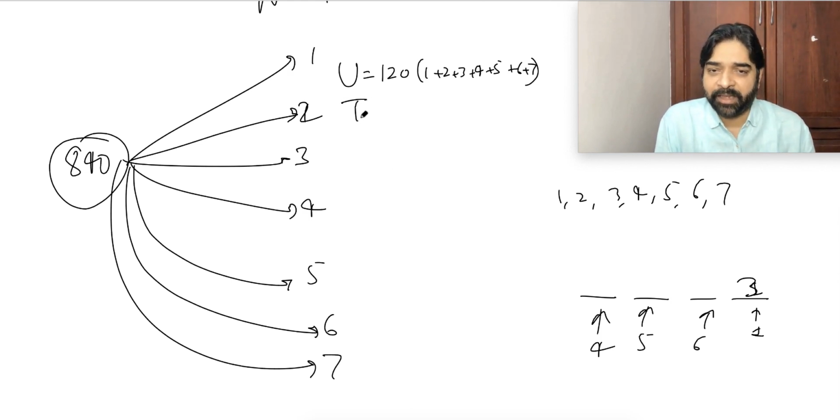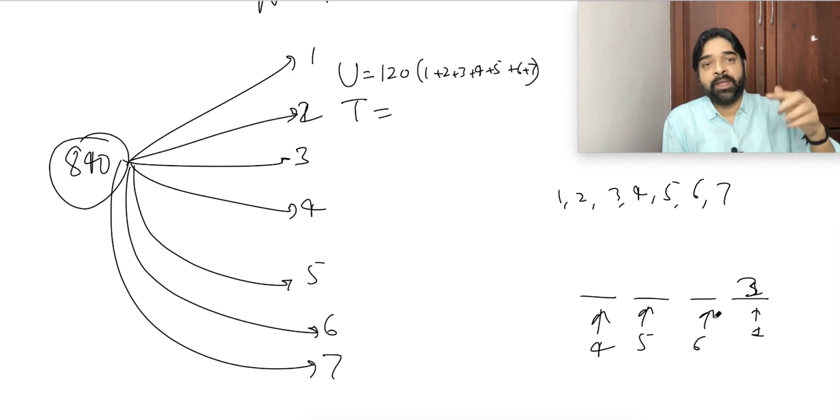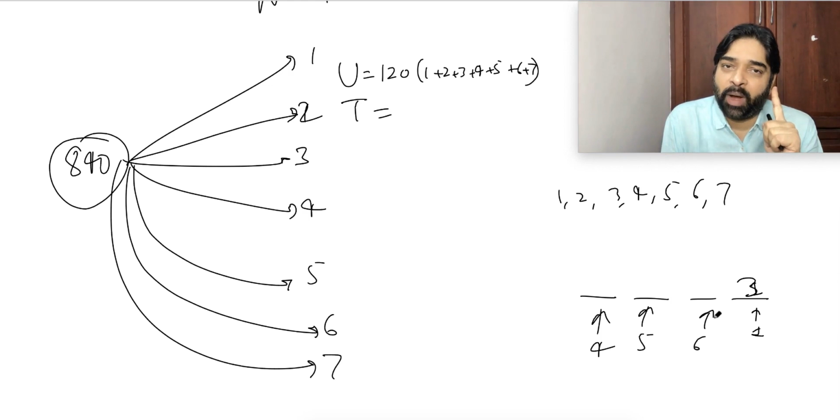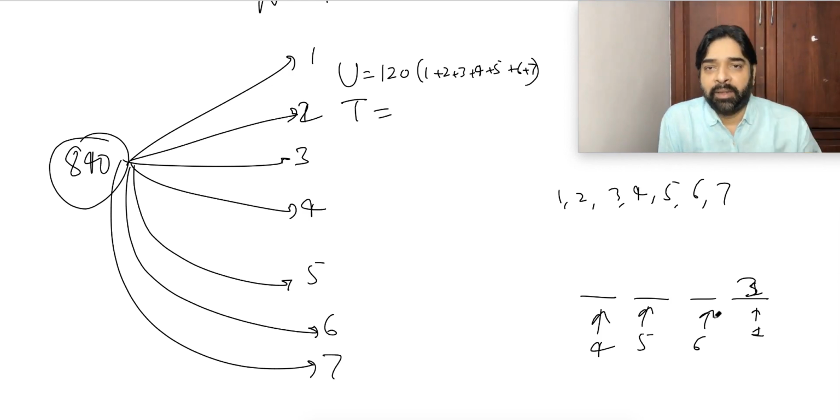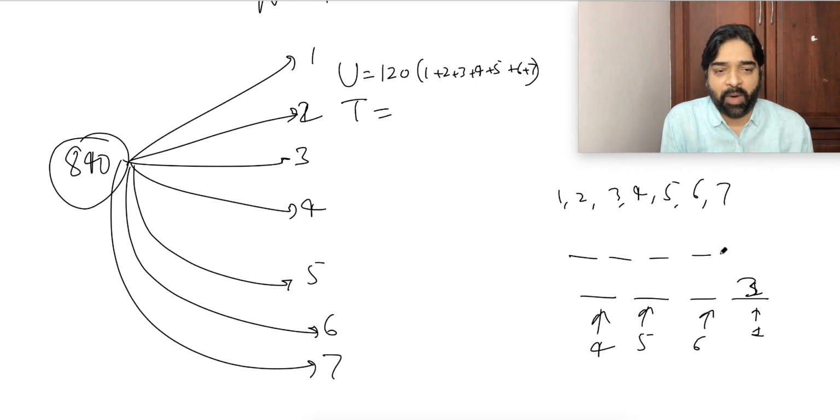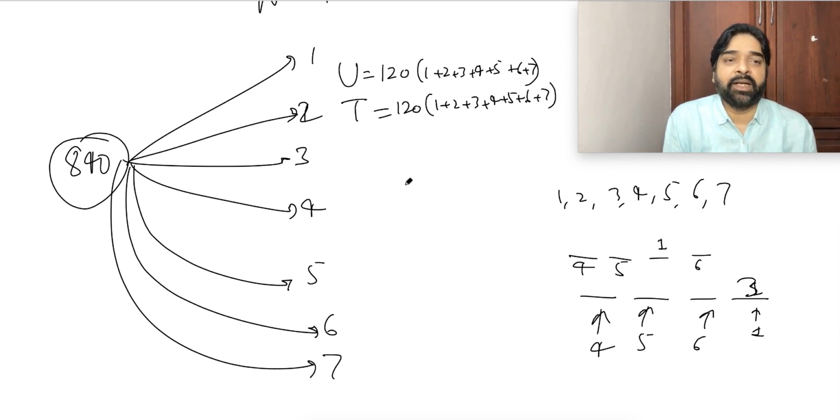What is the sum of the 10th place? Same thing, try to think this way. How many numbers are there where the 10th place is 1? 120 numbers. If I fix a 1 in the 10th place, then this place can be filled in 6 ways, this place in 5 ways, this place in 4 ways, so 120 numbers will come. How many numbers where the 10th place is 2? 120. 10th place is 3, 120. So what is the sum of all the 10th place? You will say the same thing. Is it clear to everybody?